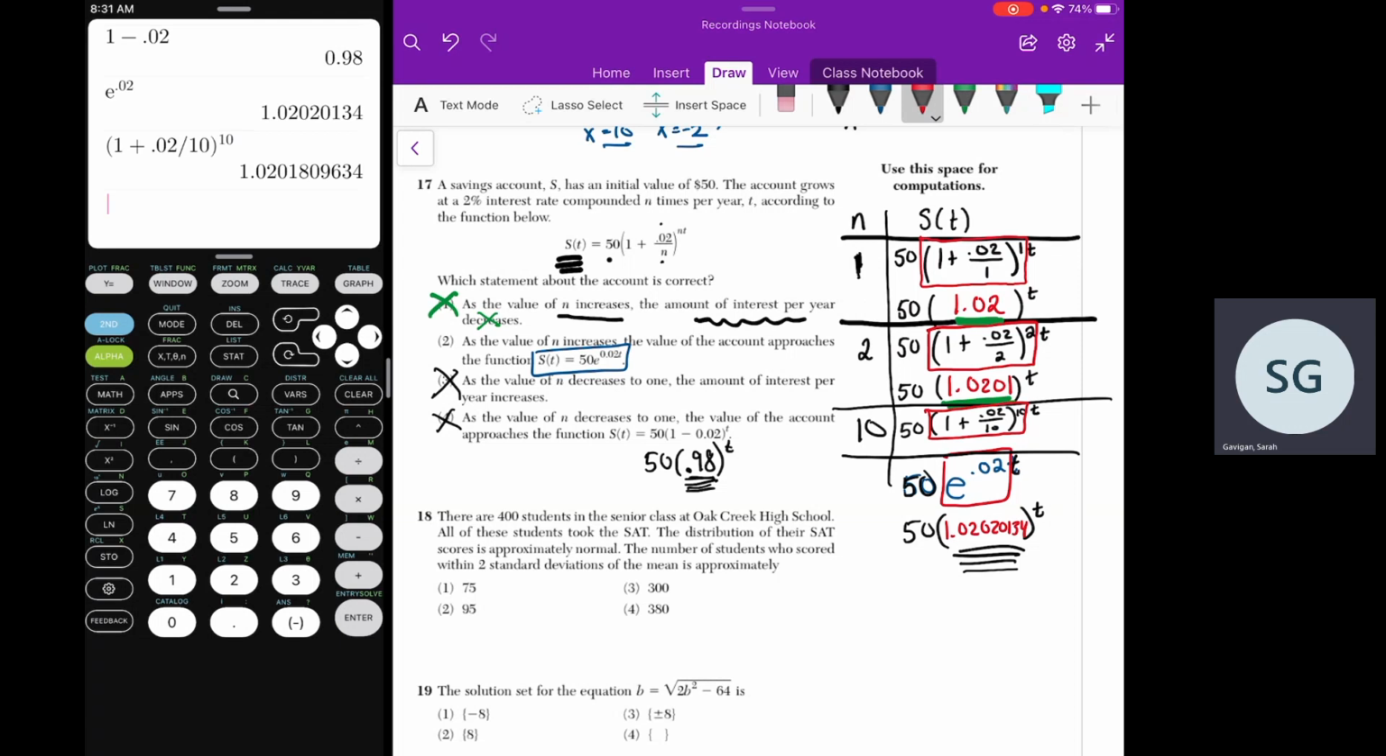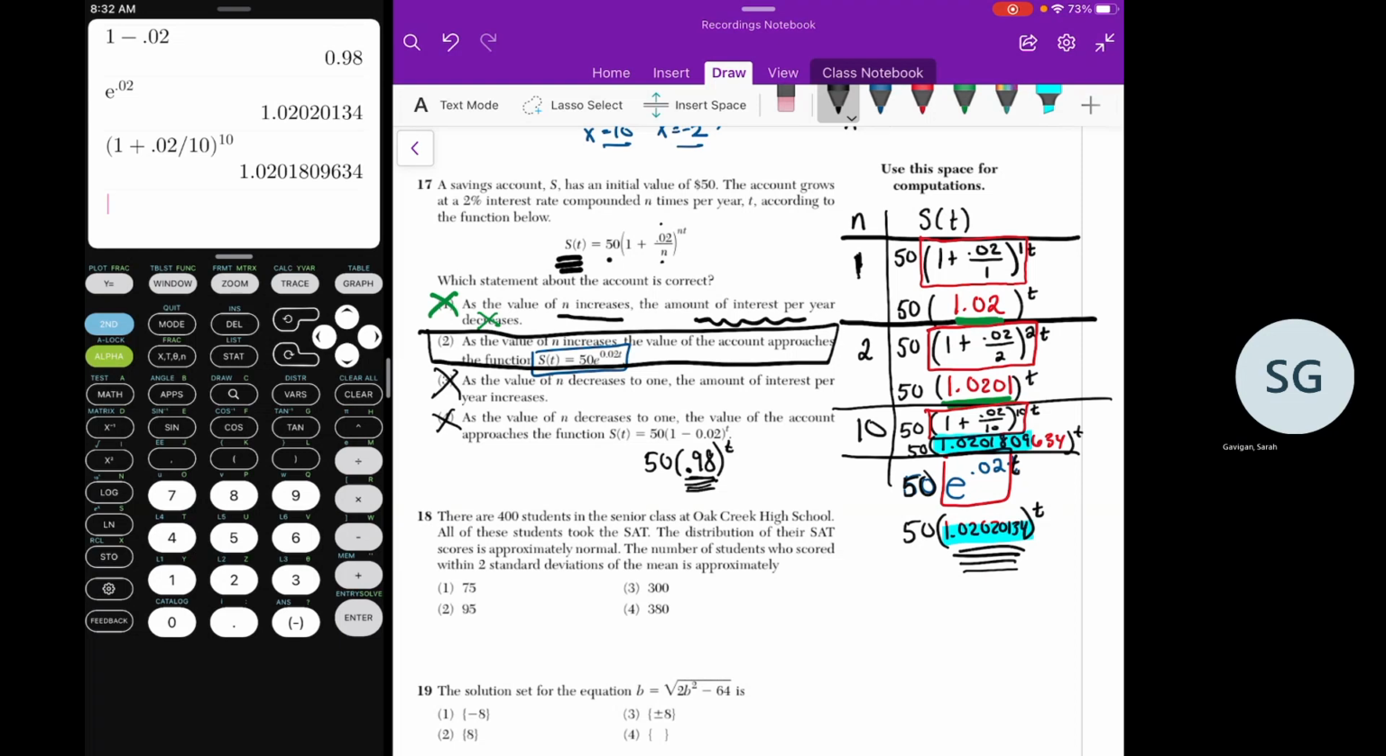And I'm getting closer. This is 1.02018. So as n is increasing, this number here is getting closer and closer to this number here. So that's why the answer is choice 2. That was not a think about it question. That was a question where you had to plug in numbers and see what was happening.